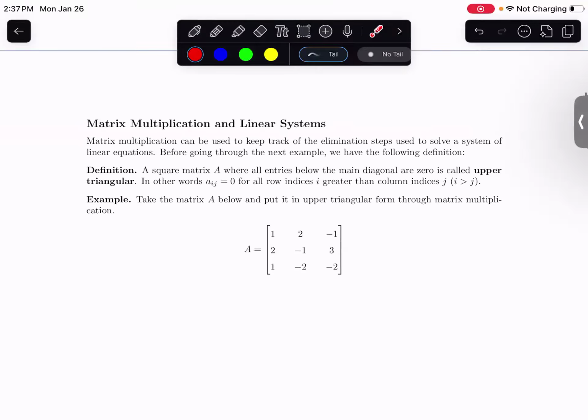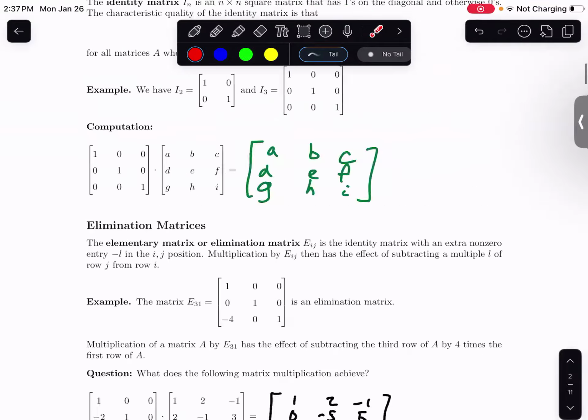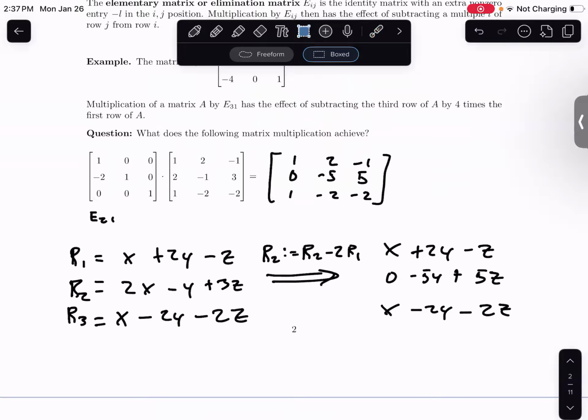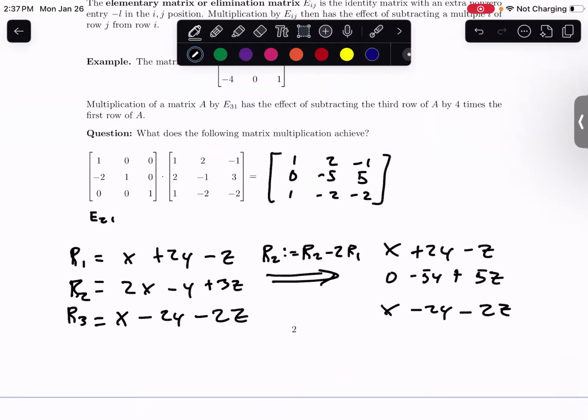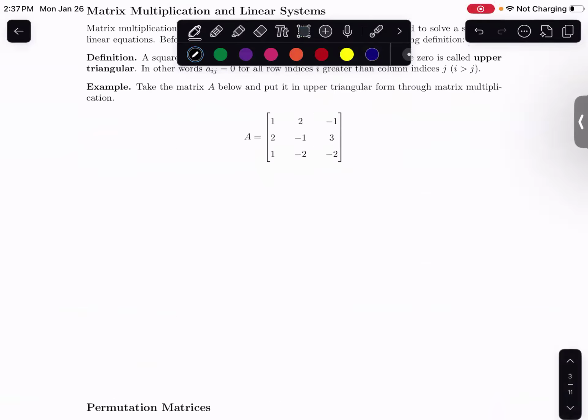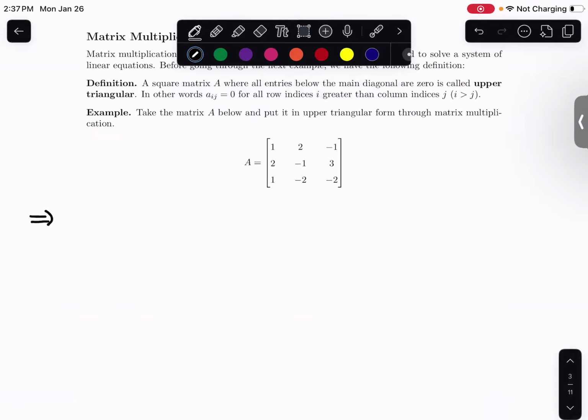So we want to take this matrix A. It's the same matrix we were looking at in the previous example, and we want to put it in upper triangular form through matrix multiplication. And we've already gone through the first step, right? This was the first step we did on the previous problem. Instead of copying and pasting, I'm just going to read. So we did the following on the previous page.